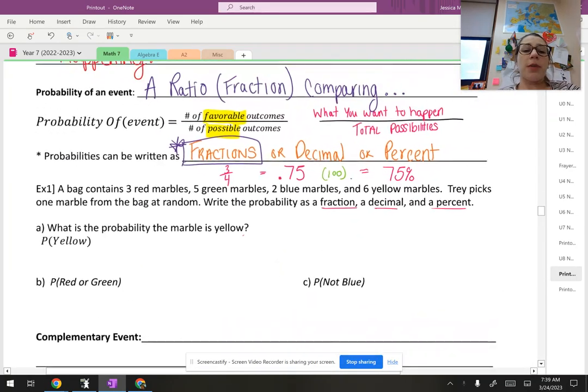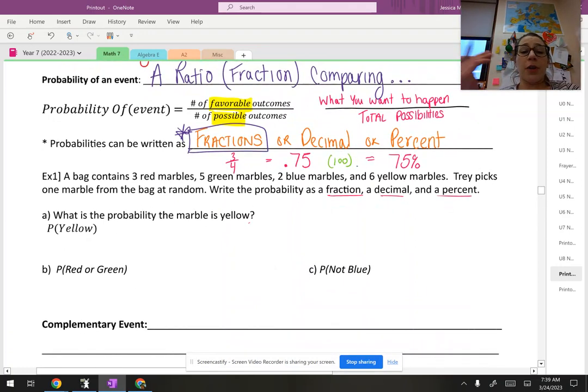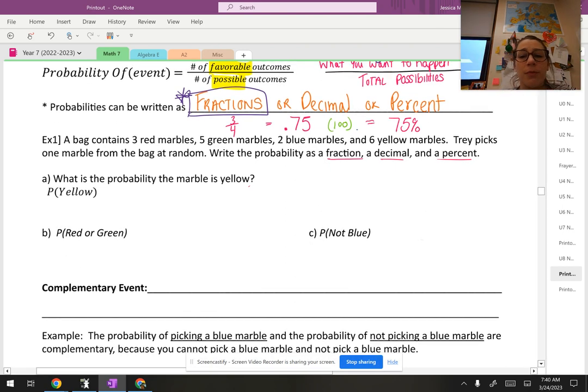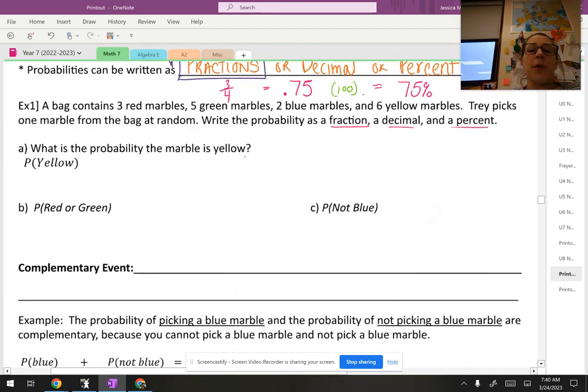So remember that probability is just a ratio or a fraction comparing what you want to happen over your total possibilities. So instead of like last unit, we were looking at scale over actual. We're comparing the scale to the actual. That's the same kind of thing, a ratio. Back in unit 6 with percentages, we looked at the part over whole equals percent over 100. Those are two ratios, percent over 100, part over whole. So this is not new, just different. All right, so anyways, example number 1.